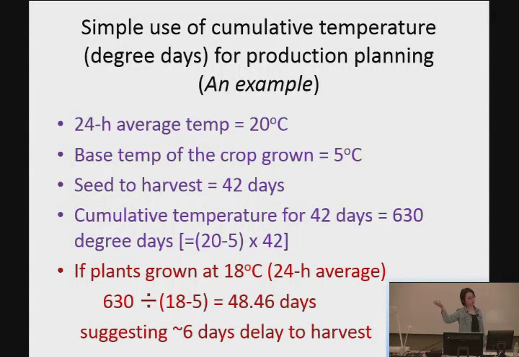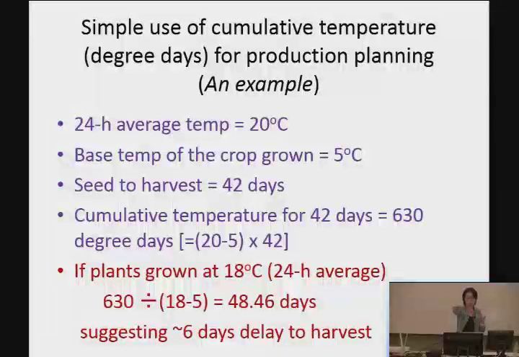Assuming you have nice temperature control, and the daily average is 20 degrees C. Maybe it's lettuce growing, and the base temperature of this crop is 5 degrees C. And you know by experiment that from seed to harvest under this constant average temperature of 20, this particular crop requires 42 days.